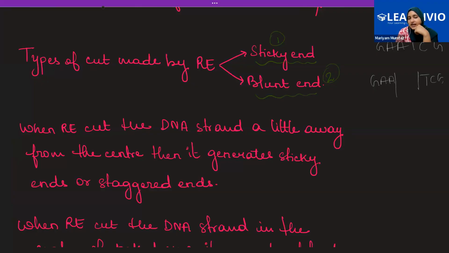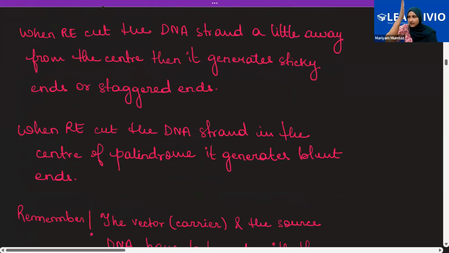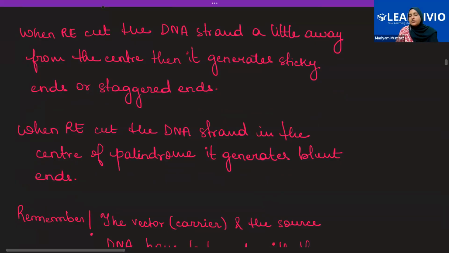So when the restriction enzyme cuts the DNA a little away from the center, it is going to make sticky ends, which are also called staggered ends. But when it cuts right in the center, not away from the center, then it is going to generate blunt ends.